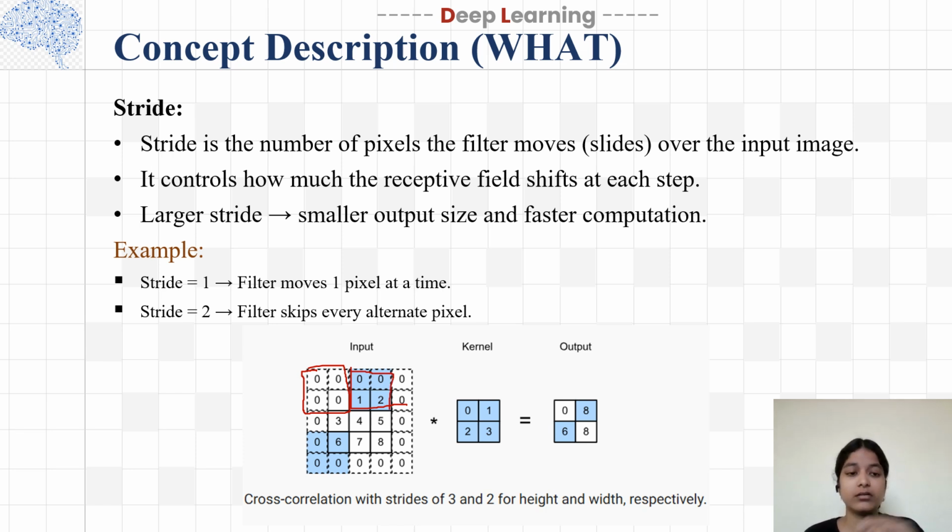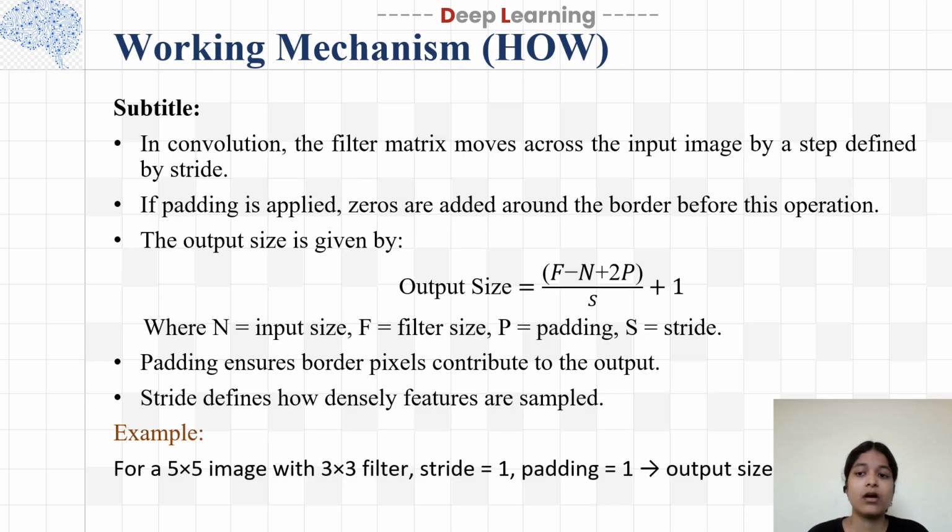That's how stride works. In the convolutional operation, the filter matrix moves across the input image by the step defined by stride. If padding is applied, zeros are added around the border before this operation. The output size is given by (n minus f plus 2p) divided by s, plus 1, where n defines input size, f defines filter size, that is kernel size, p defines padding, and s defines stride. So padding ensures border pixels contribute to the output, and stride defines how densely features are sampled.